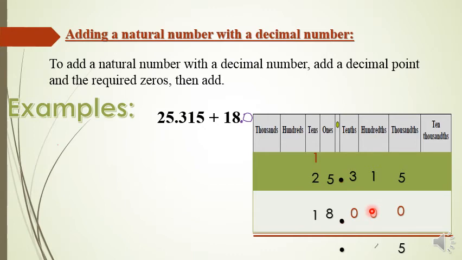Now we are ready to add. We start from right to left. 5 plus 0 it's 5, 1 plus 0 it's 1, 3 plus 0 it's 3. And we put the point under the point. And then we continue. 8 plus 5 it's 13, 3 and 1 carry out. Then 2 plus 1 plus 1, the final answer is 4.